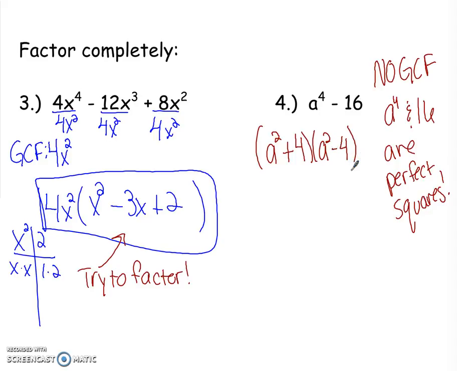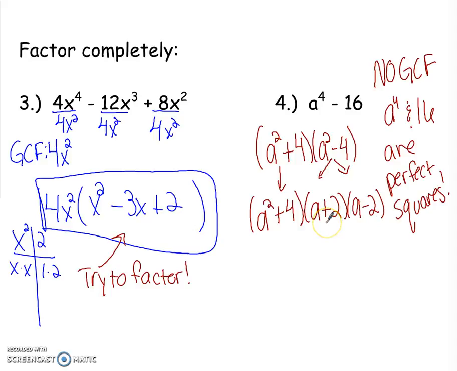Look at each factor. Can I factor a squared plus 4 anymore? They are perfect squares, but remember, it has to be a difference, subtraction. This is addition, so I can't do anything there. But aha! a squared minus 4 is the difference of two perfect squares. So I couldn't do anything with a squared plus 4, so I brought it straight down. But a squared minus 4 could factor to a plus 2 and a minus 2. Now I'm going to check. a squared plus 4, we already said that was done. a plus 2, nope. And a minus 2, nope. So you know that you are done.